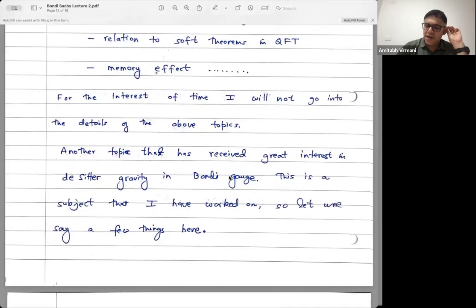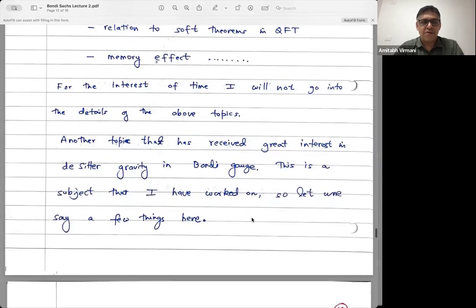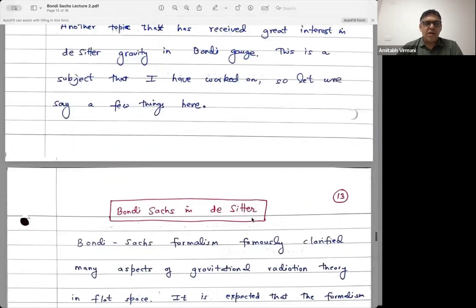Another topic that has received a great deal of interest in the Bondi-Sachs formalism is de Sitter gravity in Bondi gauge. So this is the subject. This is another one of those subjects that I have worked on. So let me say a few things about this here. Okay, so Bondi-Sachs in de Sitter.